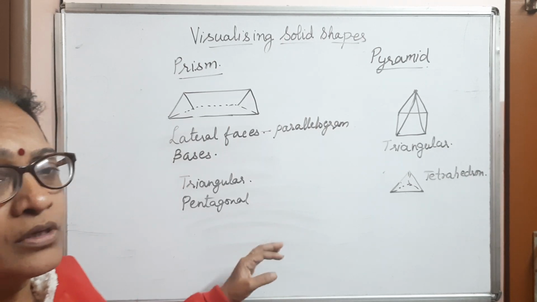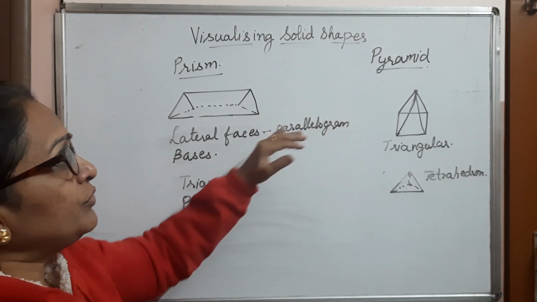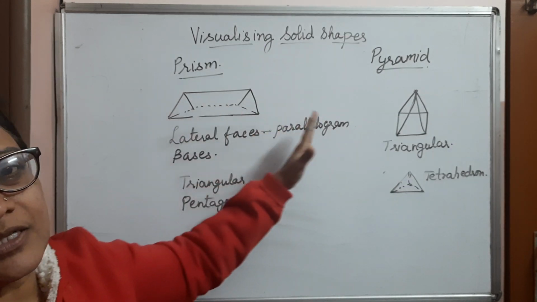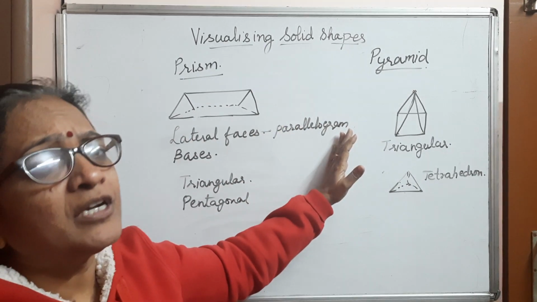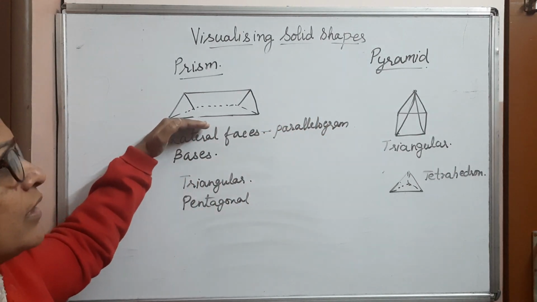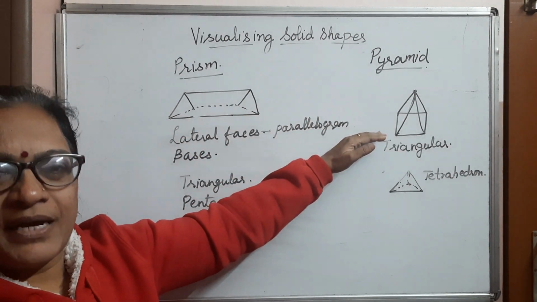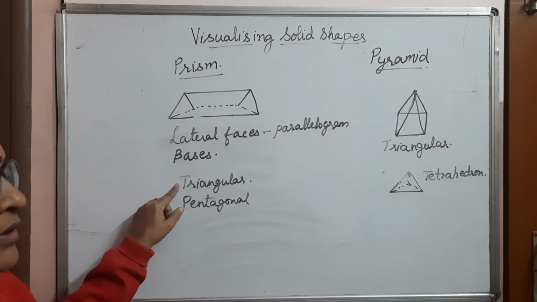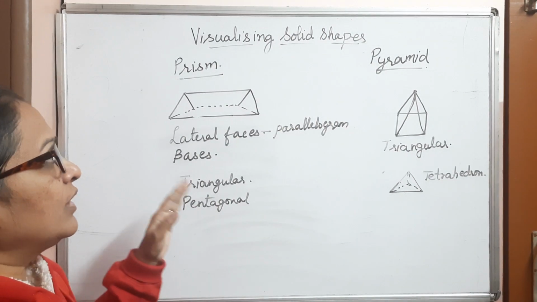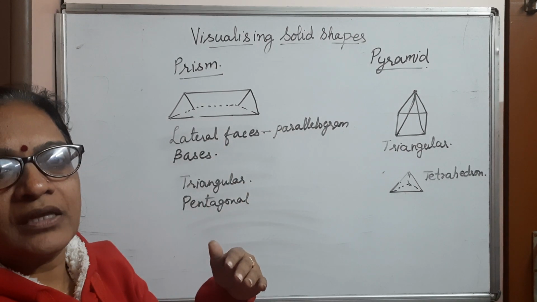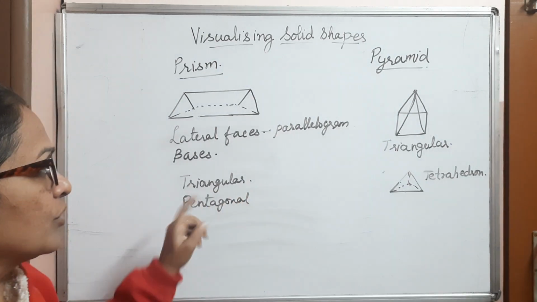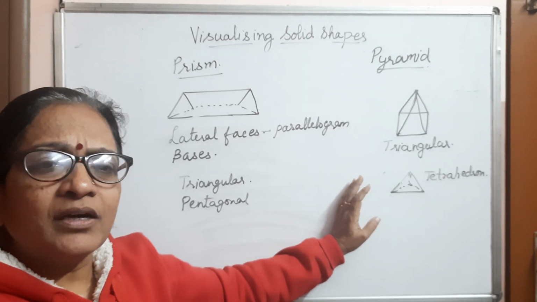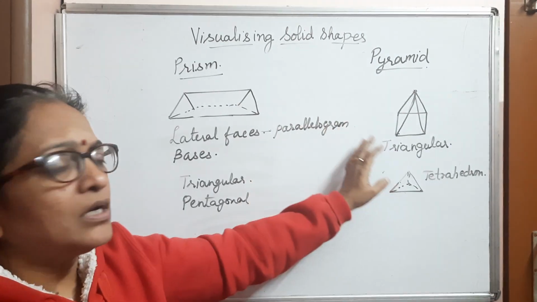The last but not the least is, when you talk about the faces, edges and vertices, definitely the number of faces, edges and vertices in the case of a prism and a pyramid will differ, because we are naming them on the basis of their base. Here, if it is a triangular prism, then the base is triangular and 3 lateral faces are there. So 3 plus 1, that is 4. And accordingly, you can count the number of edges and vertices also in both cases.